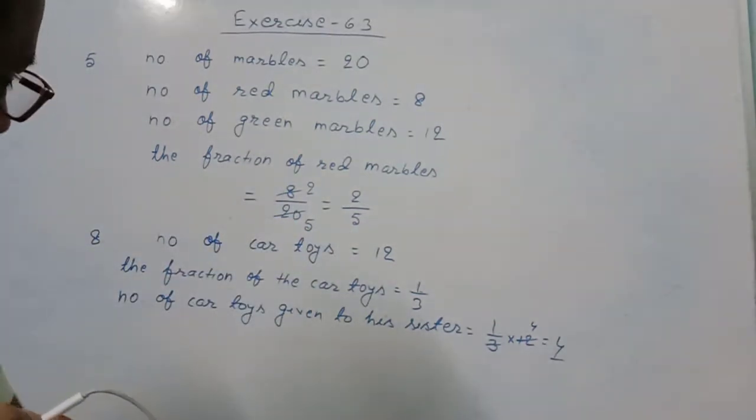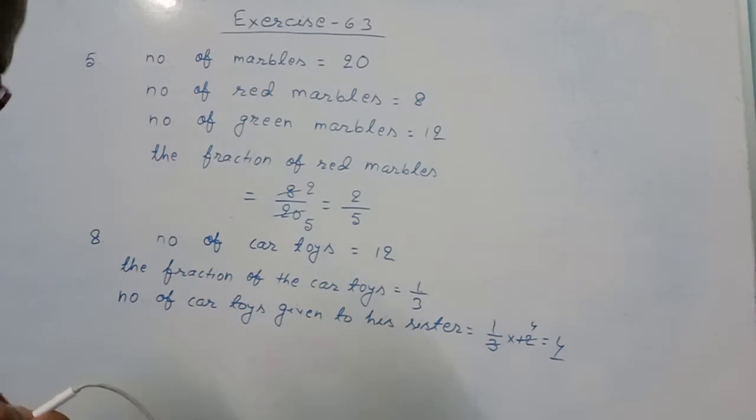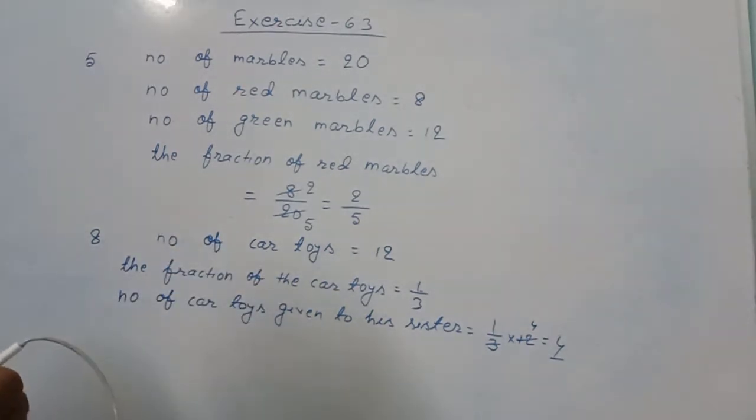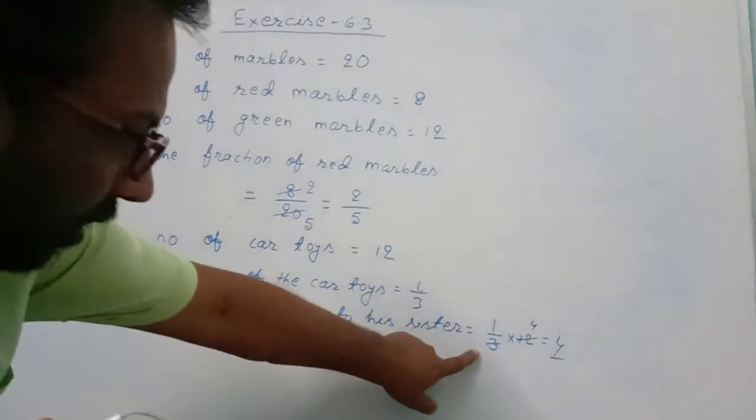Question number 8. Joseph had 12 toy cars, of which 1 by 3 had to be given to his sister. How many toy cars should be given to his sister? Number of toy cars equal to 12. The fraction of the toy cars that is given to his sister equal to 1 by 3. So the number of toy cars given to his sister equal to 1 by 3 into 12.